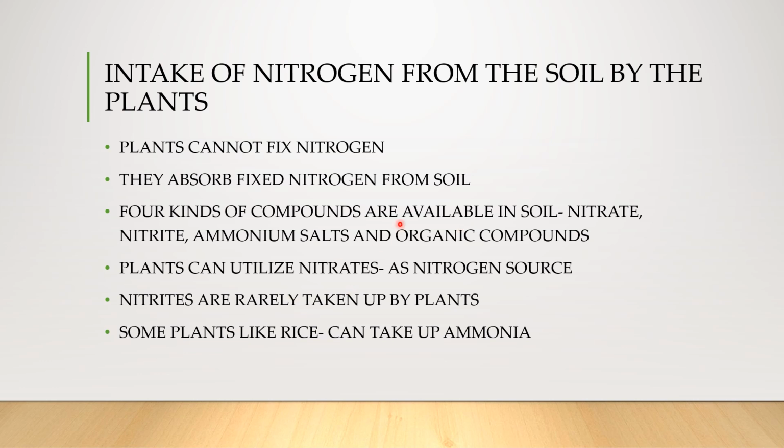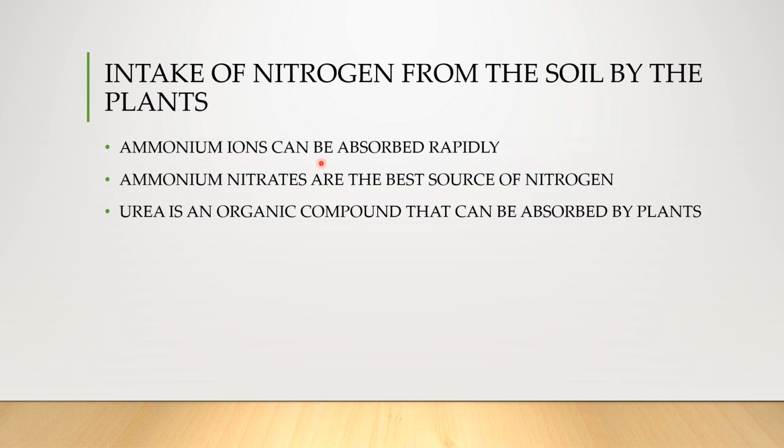Plants can utilize nitrates as a nitrogen source. Some plants rarely take up nitrites, while some plants like rice can take up even ammonia. So ammonium ions can be absorbed very easily through the roots. And you have ammonium nitrates. These are considered the best source of nitrogen. People also add urea, right? Urea is an organic compound and this can also be absorbed by the plants very easily.